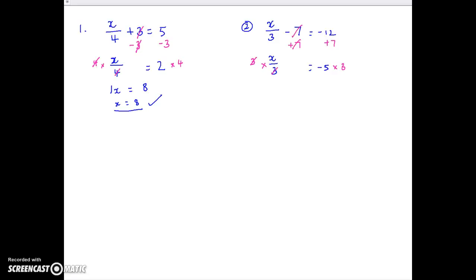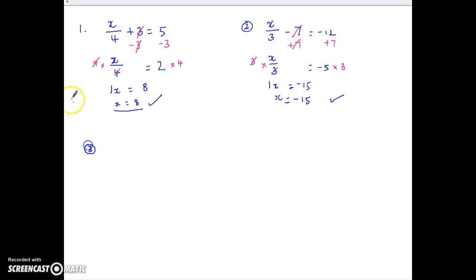3 divided by 3 is 1, which is what we want. 1x is minus 5 times 3. Well, 5 times 3 is 15, and I've got a minus and a plus. So I know my final answer is a minus 15. X equals minus 15 is our final answer. Checking it. Minus 15 divided by 3 is minus 5. Take away 7 is minus 12. So we know we've got the answer correct.